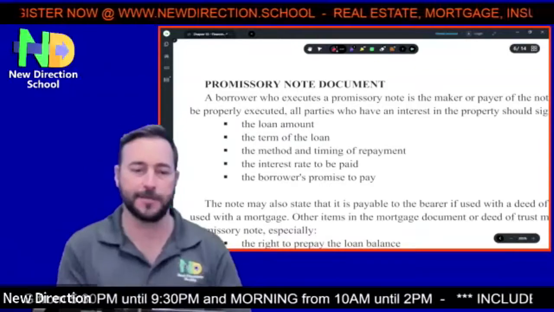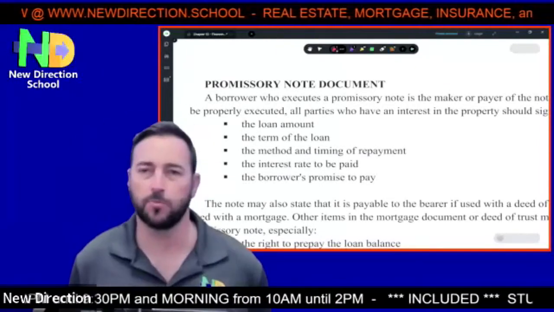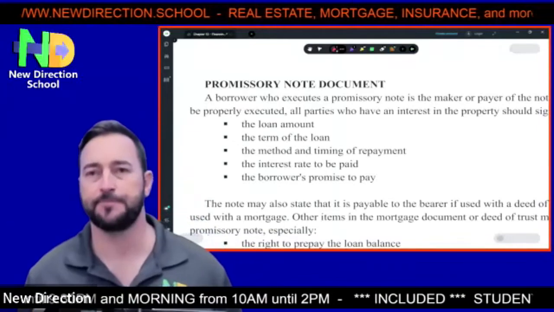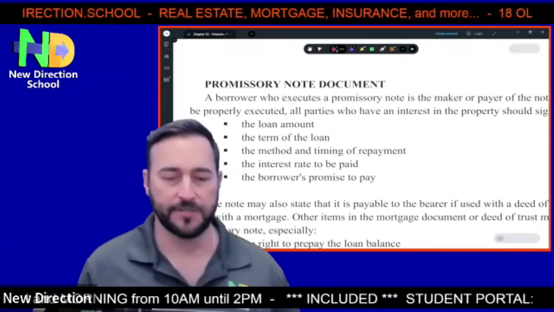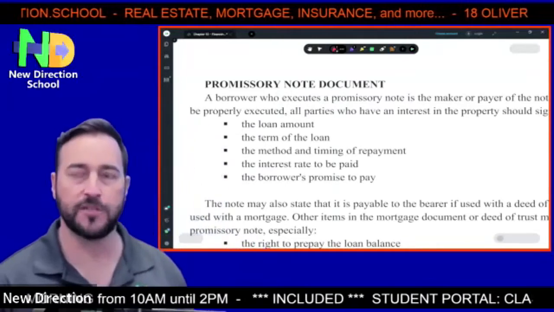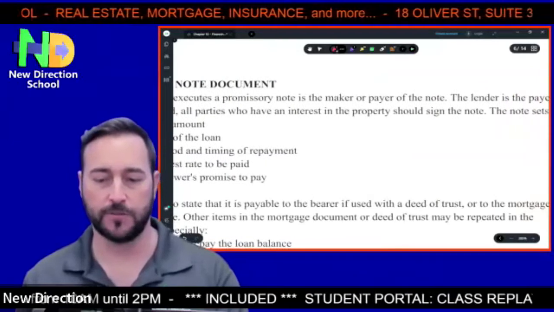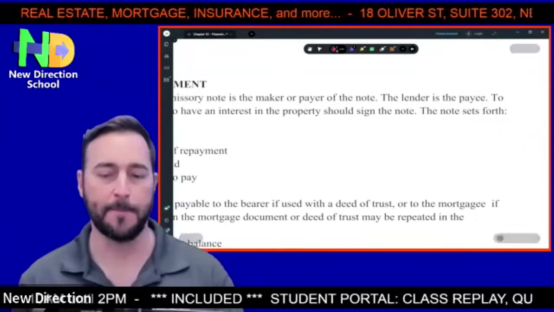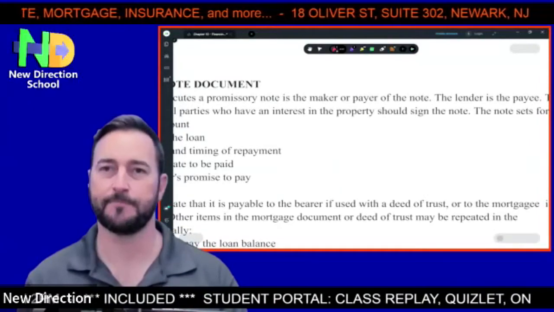Promissory note documents. I know we keep on repeating promissory note, mortgage, and all that stuff, but now we're going to look at what the document actually is, what it entails. So the borrower executes a promissory note, is the maker or payer of the note. The lender is the payee. See how there's a pattern here? Maker, payer, payee, right?